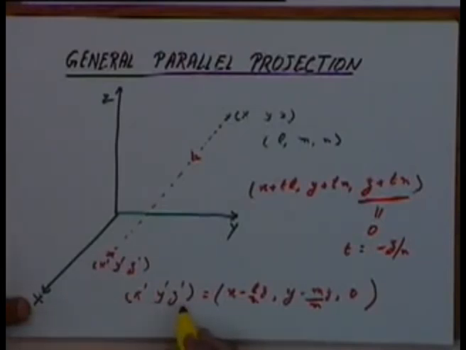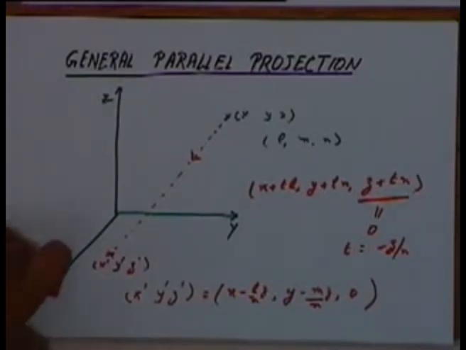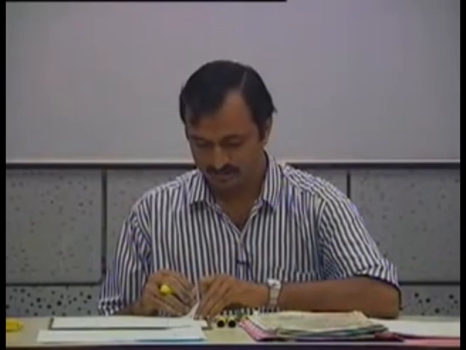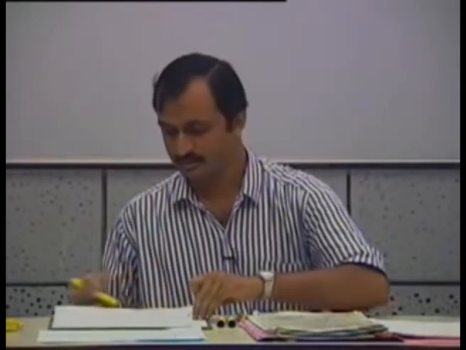So x prime, y prime, z prime will be x minus Lz by n and y minus mz by n and 0. I just repeat that over here.